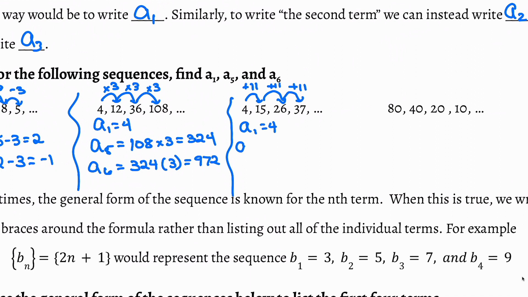So if I want my fifth term, I'm going to get the one before it, which was 37. I'm going to add 11 to it, and that's going to give me a 48. If I want my sixth term, I'm going to add 11 to the previous term, which is 48. Add 11 to that, and that gives me 59.